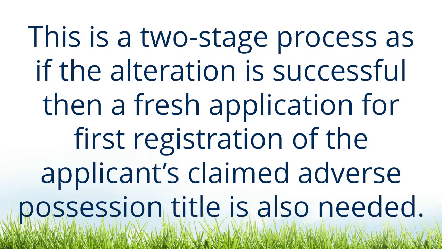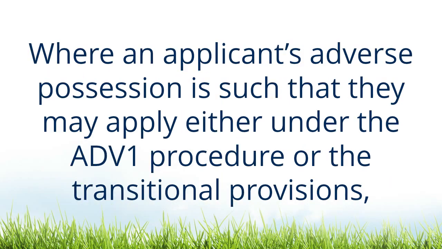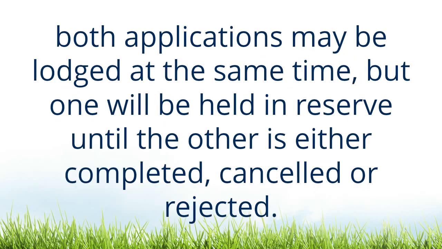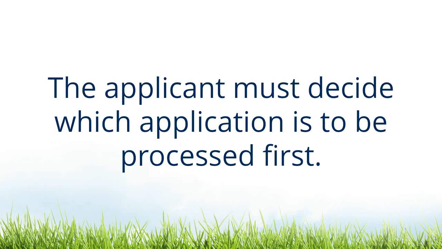This is a two-stage process, as if the alteration is successful, then a fresh application for first registration of the applicant's claimed adverse possession title is also needed. Where an applicant's adverse possession is such that they may apply either under the ADV1 procedure or the transitional provisions, both applications may be lodged at the same time, but one will be held in reserve until the other is either completed, cancelled, or rejected. The applicant must decide which application is to be processed first.